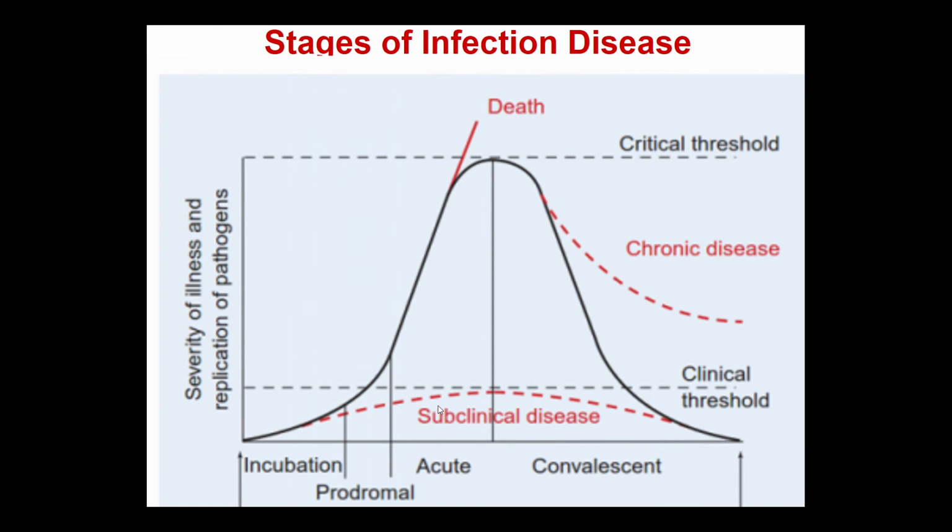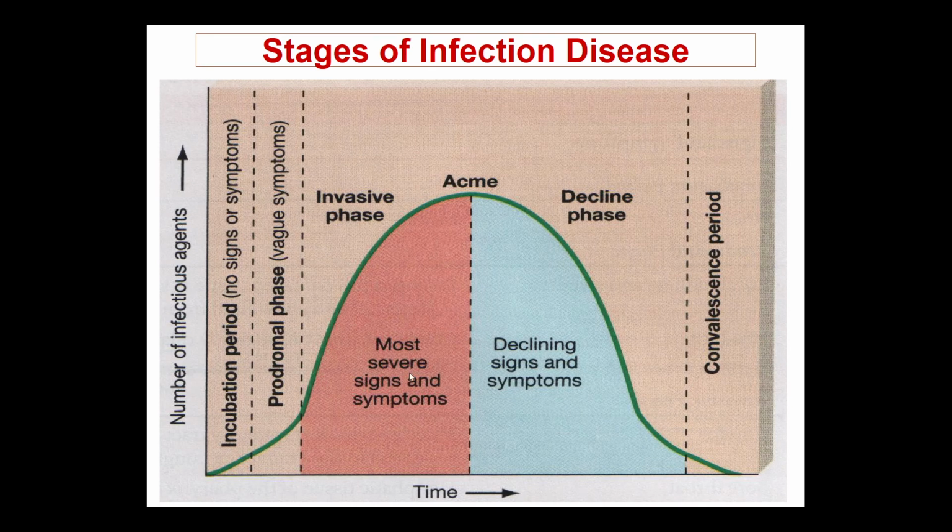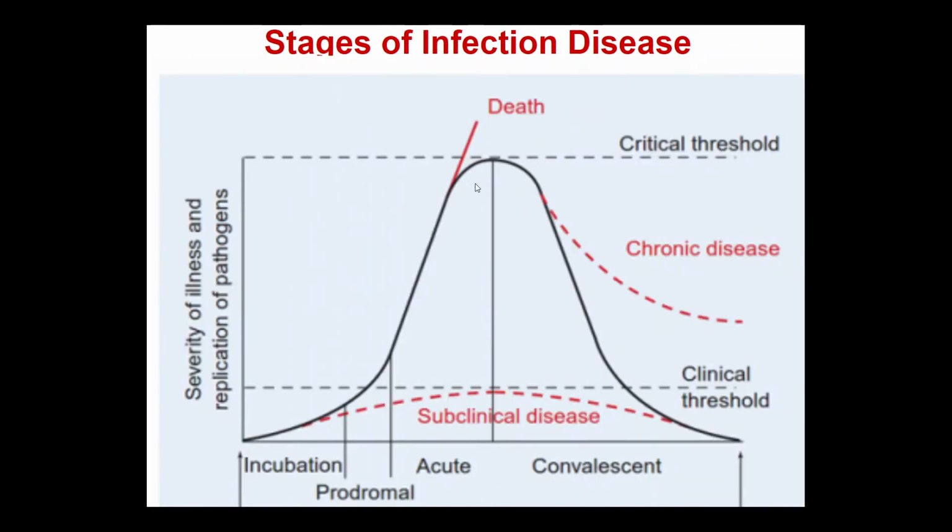If the clinical threshold is achieved, after the incubation period, clinical manifestations happen. In the prodromal period, infection symptoms appear because the number of bacteria is higher than the clinical threshold. After that, the specific invasive phase of the disease happens. In the invasive phase, the patient may die if the process becomes very severe.